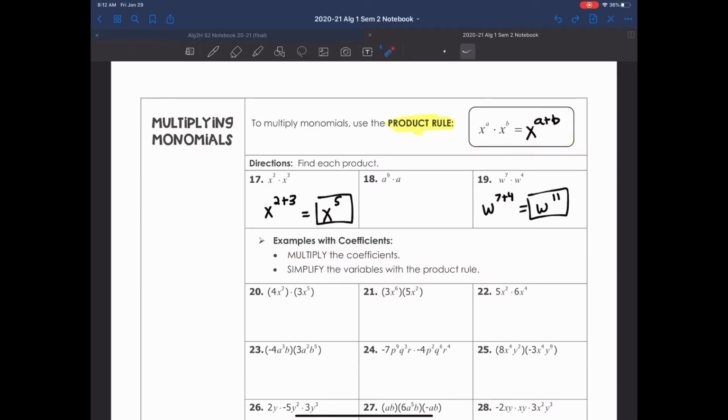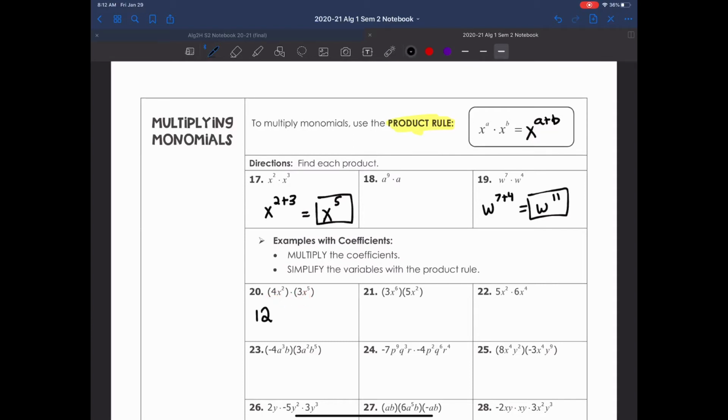So let's look at number 20. We have 4x squared times 3x to the 5th. Well, first of all, if we have coefficients, what we're going to do is we're going to multiply the coefficients together. So we have 4 times 3. 4 times 3 is going to give us 12.